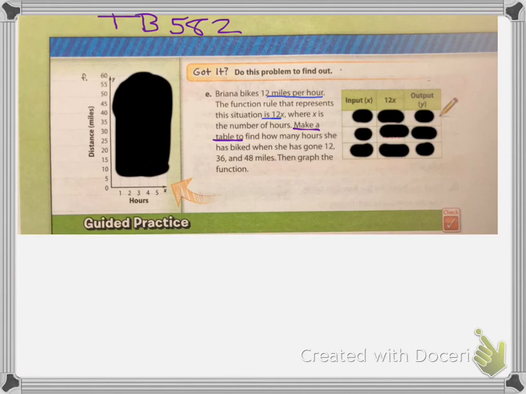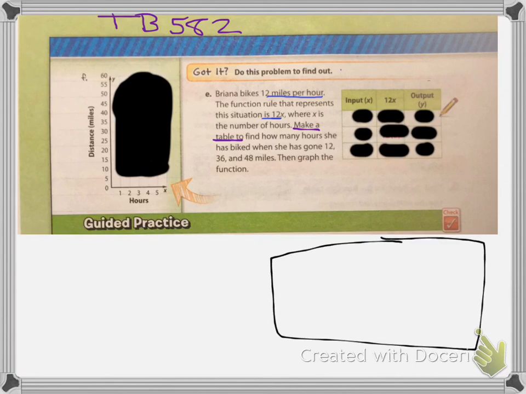So then the next piece, if you wanted to, I'm going to go ahead and draw the function table again for you down here because I want you to see how you would create it on your own. So you'd start with the input, the output.